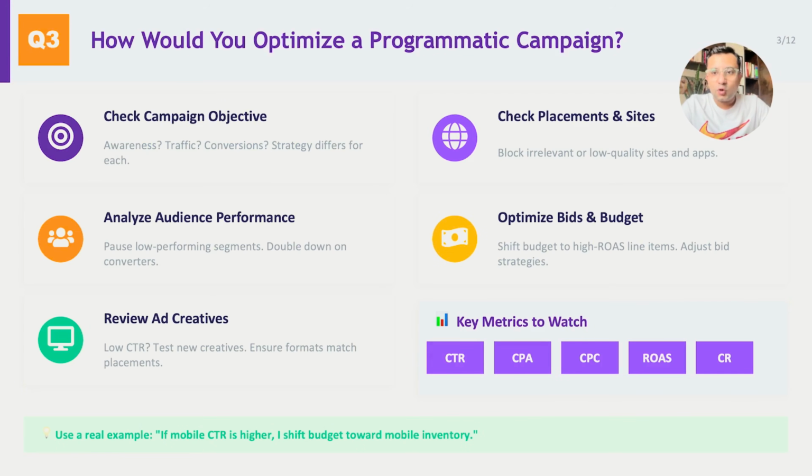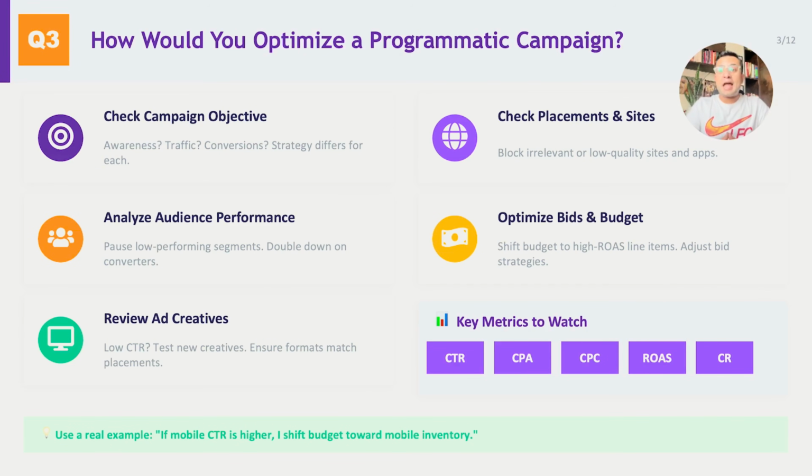Question 3. Okay, this is also very important. How would you optimize a programmatic campaign? It gives the interviewer an idea of your knowledge of programmatic campaigns. How well versed are you with programmatic campaigns? Have you actually worked on them or not? Okay, so you can give this answer something like this.